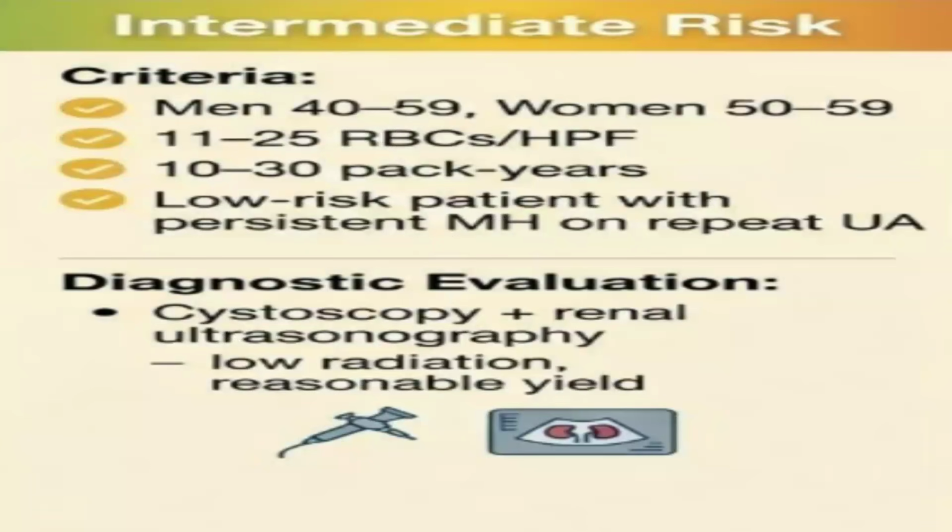For intermediate risk, the criteria is men aged 40 to 59 years, women 50 to 59 years, 11 to 25 RBC per high power field, or 10 to 30 pack year smoker, and low risk patients who have persistent microscopic hematuria on the repeat analysis. In such patients, we would advise cystoscopy plus renal ultrasonography.